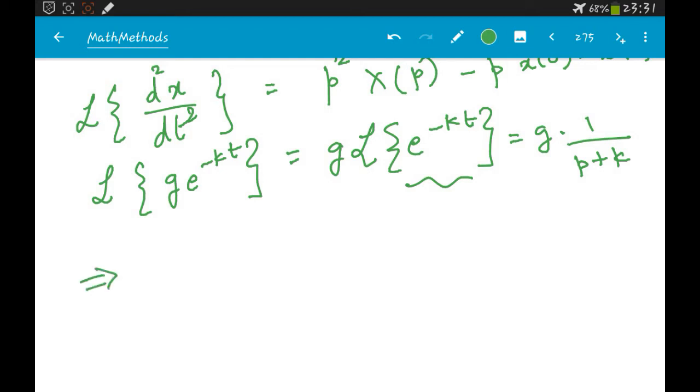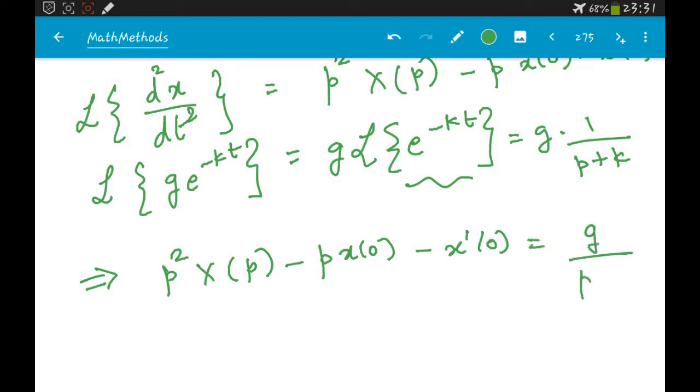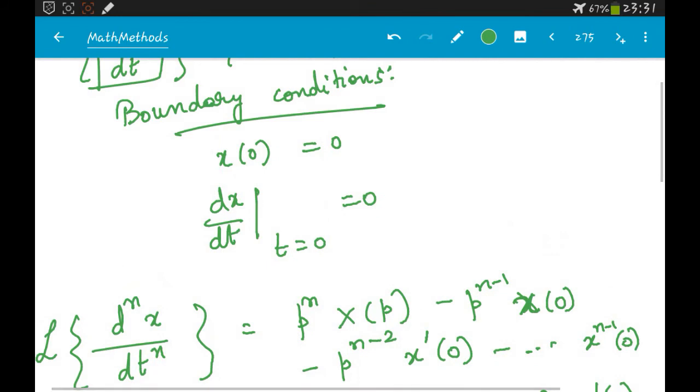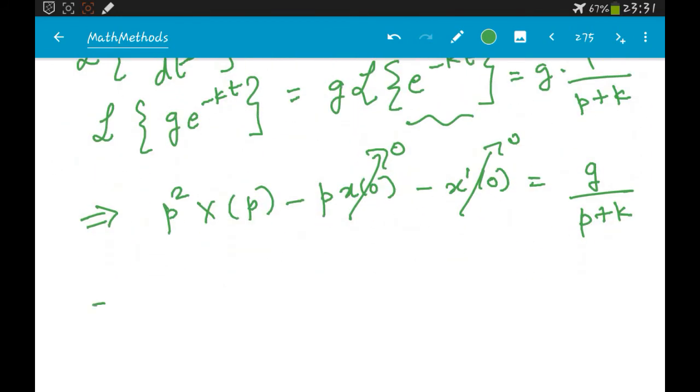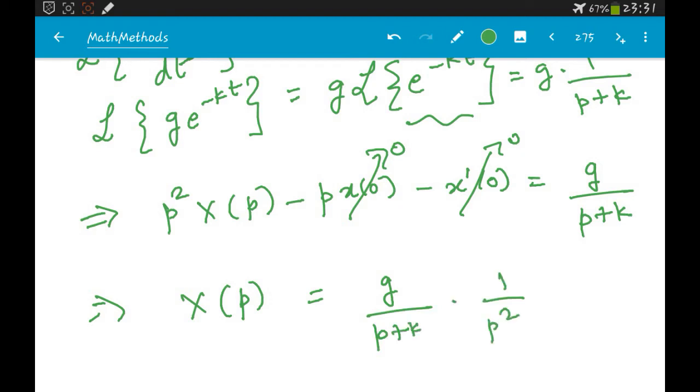So finally you get p square X of p minus p x of 0 minus x dash of 0 is equal to g by p plus k. Now x of 0 is 0 and x dash of 0 is 0 because of these two conditions. Alright. So you are left with capital X of p is equal to g by p plus k into 1 by p square.